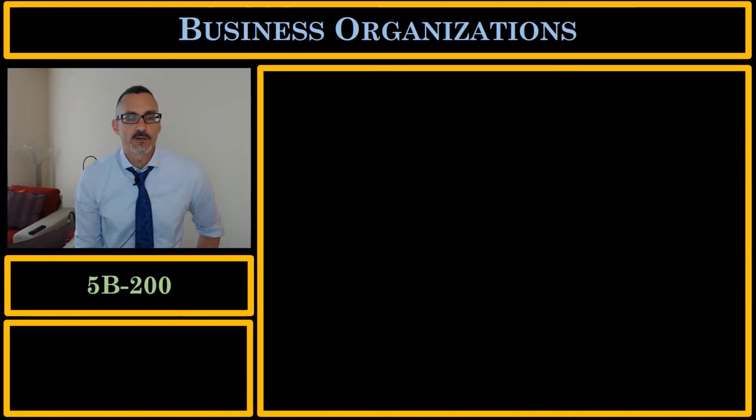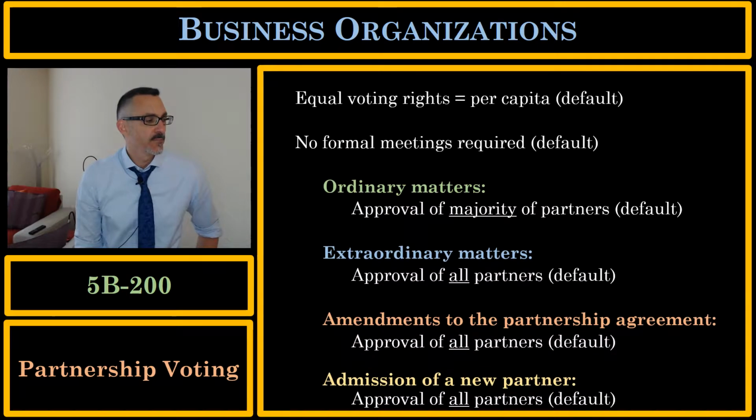In this section, we're going to look at partnership voting in a little bit more detail. Let's refresh our memory about what we've already learned. We know that voting in the partnership is equal voting. Partners vote on a per capita basis without regard to the capital contributions they have made to the partnership. There are no formal meeting requirements. Both of those are default rules. We can change them in our partnership agreement.